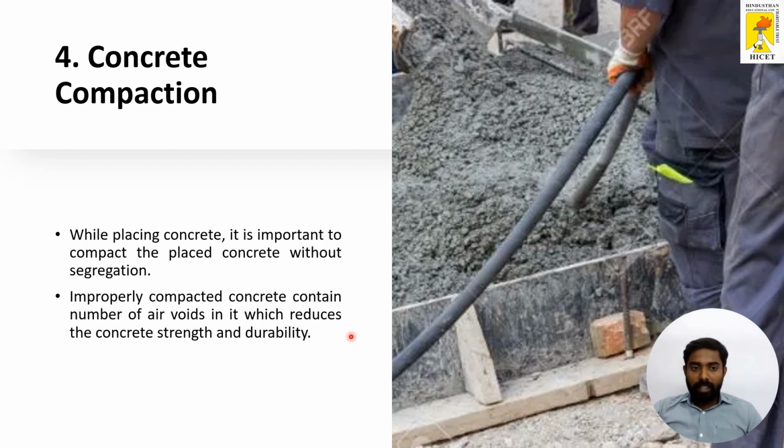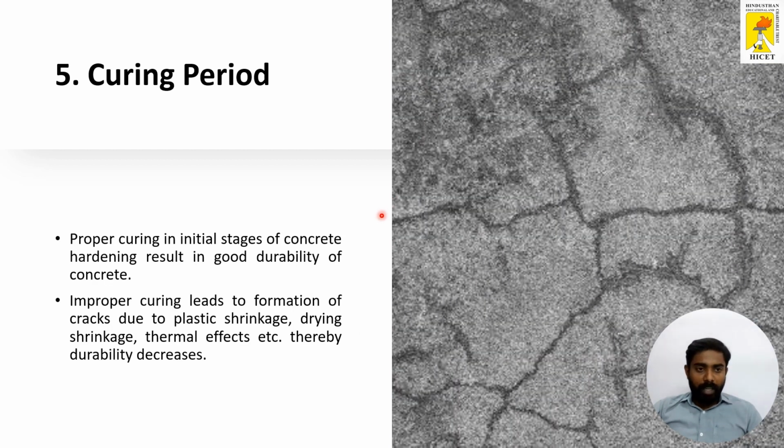Improperly compacted concrete contains a number of air voids in it, which reduces the concrete strength and also the durability. Next one will be the curing period. Proper curing in the initial stages of concrete hardening results in good durability of concrete, and improper curing leads to the formation of cracks due to plastic shrinkage, drying shrinkage, and thermal effects, etc., and thereby reduces the durability.